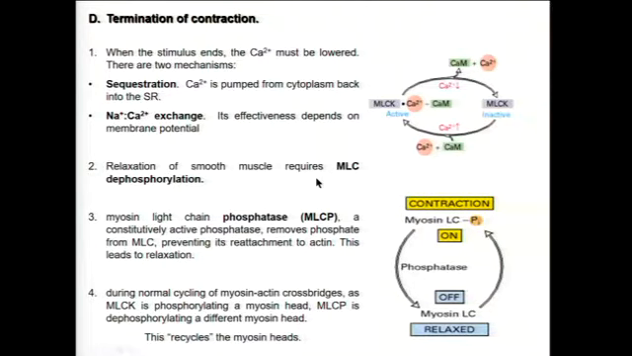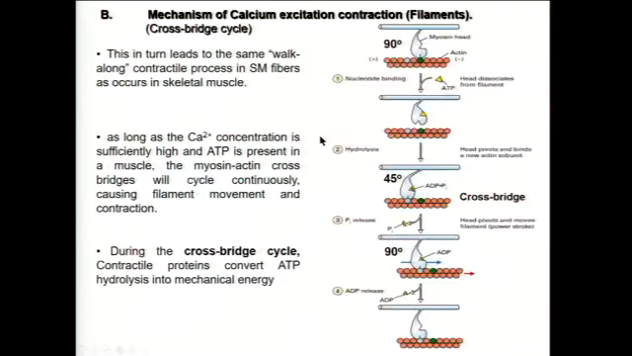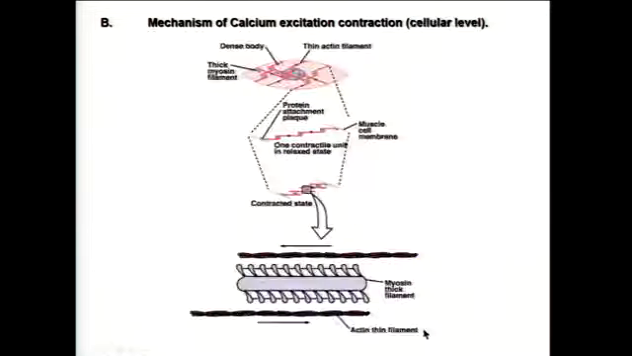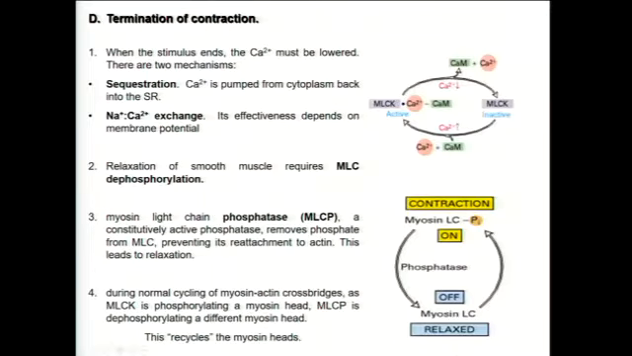So to relax smooth muscle, you require myosin light chain dephosphorylation. So way back when we talked about this, I said you had to keep dephosphorylating that. If you don't dephosphorylate that, it'll stay contracted, right? It'll stay attached. So here's where things get a little complicated. Myosin light chain phosphatase is constitutively active. So it's always taking that phosphate off of the head. Always taking the phosphate off the head of myosin. And this leads to relaxation.